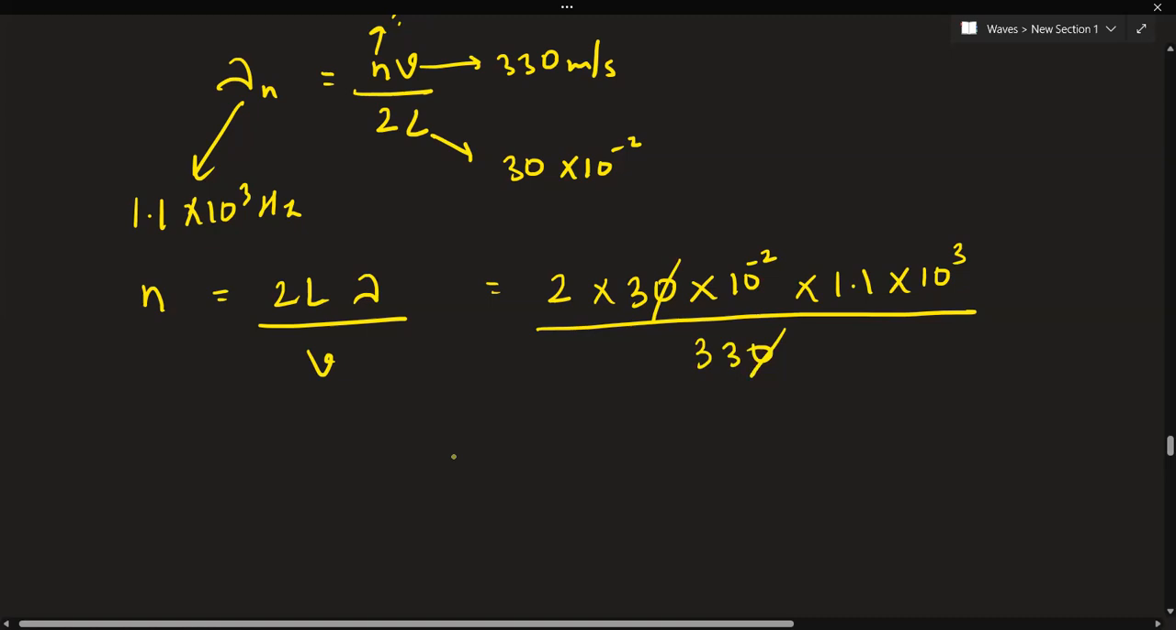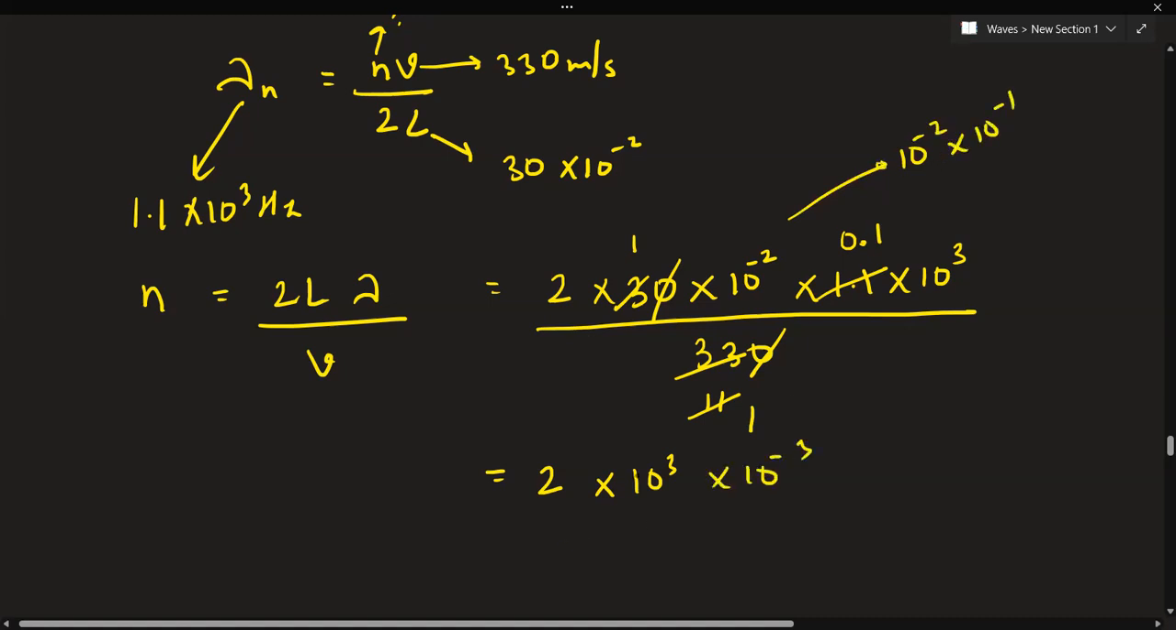See, the 0s will get cancelled. 3 multiplied by 1 is 3 and 3 multiplied by 11 is 33. Now see, 11 multiplied by 1 gives us 11 and 11 multiplied by 0.1 gives us 1.1. Now see, this is 2 into 10 to the power 3. This is 10 to the power minus 2 into 10 to the power minus 1. This is 10 to the power minus 3. 10 to the power positive 3 gets cancelled and negative 1. N is equal to 2.